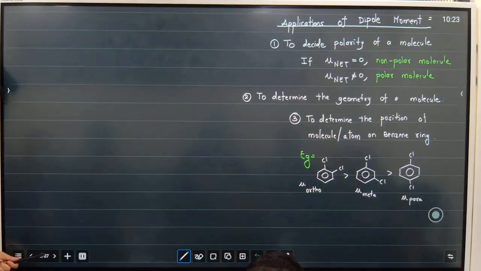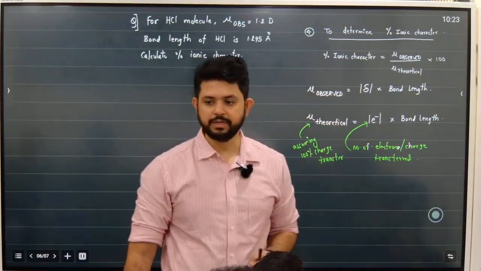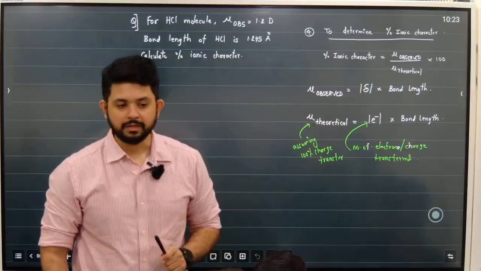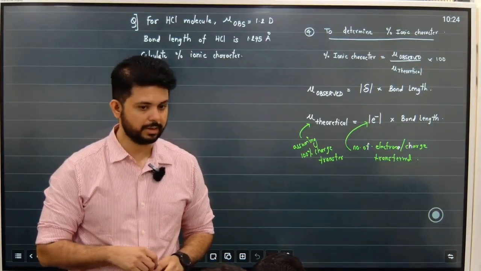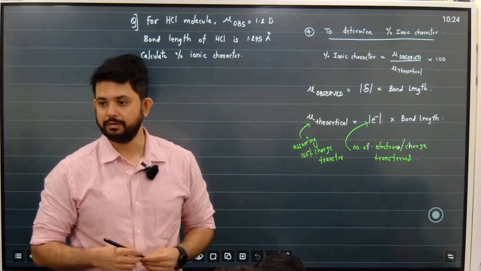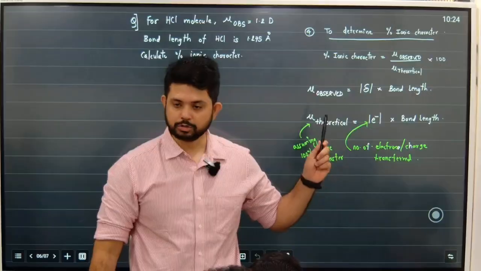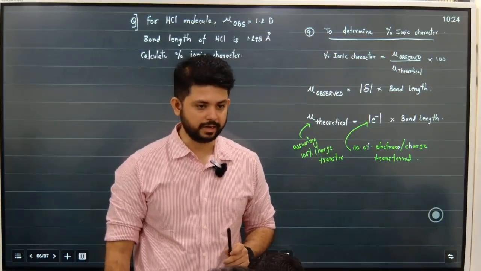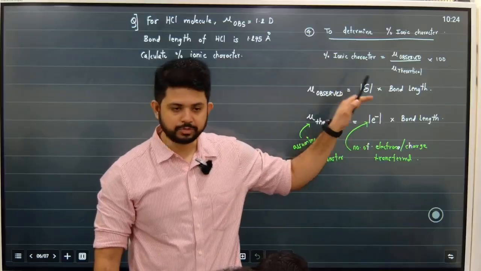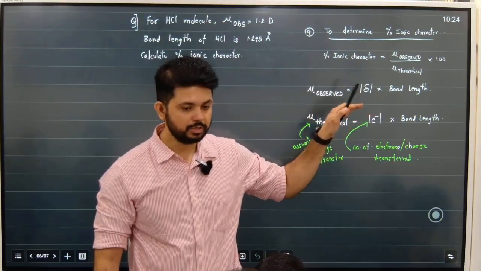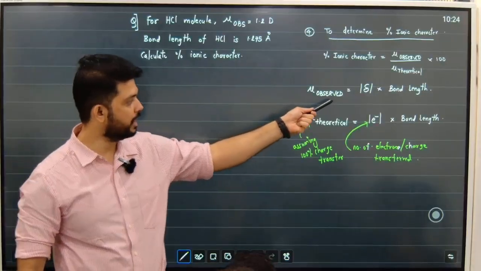And the next very important application is it helps us determine percentage ionic character. Now based on electronegativity difference we've already calculated ionic character in the chapter periodic table. We have written a special formula based on electronegativity. But we can also use dipole to calculate percentage ionic character. How do you calculate percentage ionic character? It's the ratio of the observed dipole to the theoretical dipole. How do you find the observed dipole?